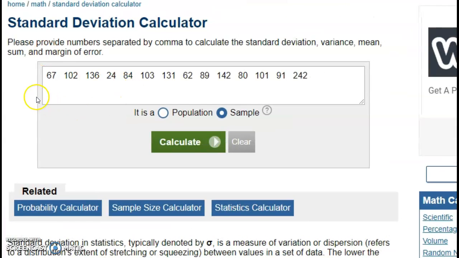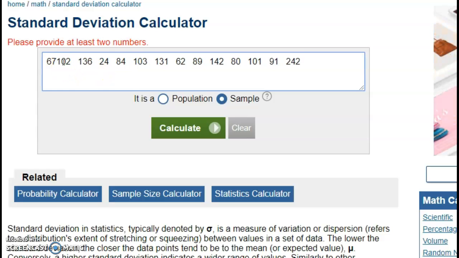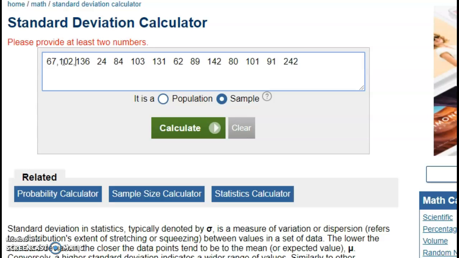Okay, I entered in the data already in a list. This is from a sample, and then you press calculate. Oh, great. Okay, so maybe it wants us to separate by commas. No problem, just gonna take 45 minutes here.